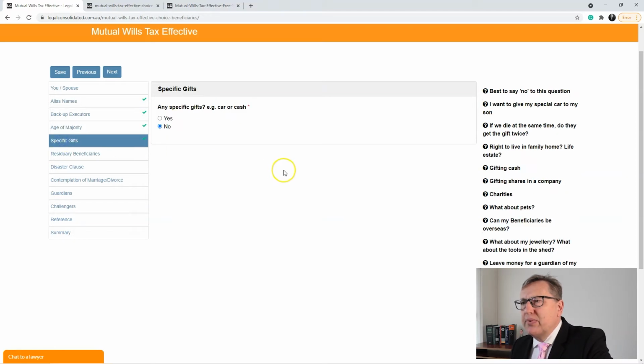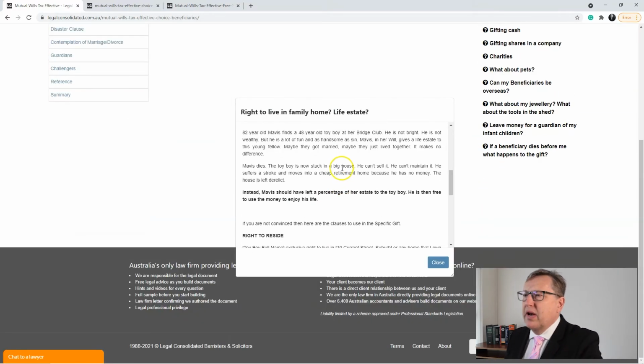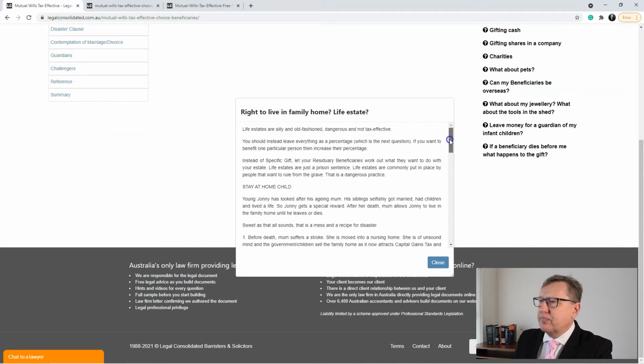I now want to talk about specific gifts. You have a beautiful home, and your disabled child is used to living in that home, and you want to leave them a life estate. A life estate, and there's a hint here. Let's have a look. There we go. There's an explanation of a life estate there.